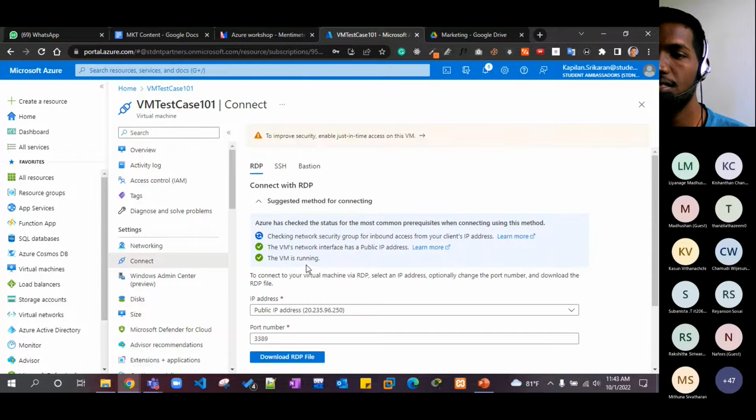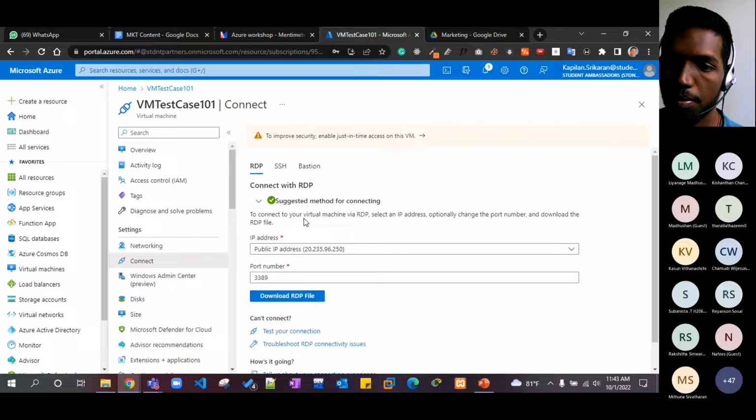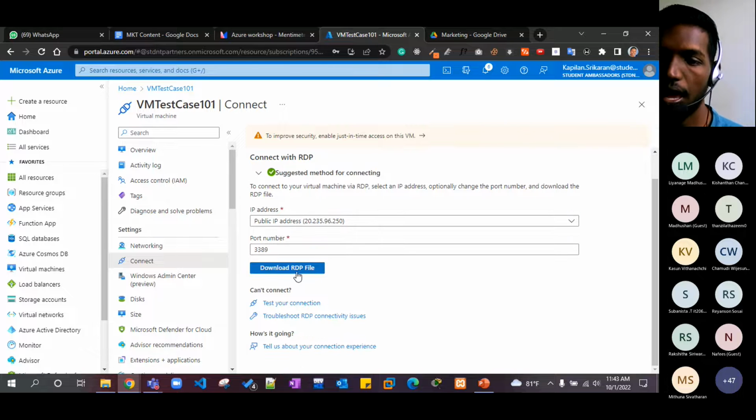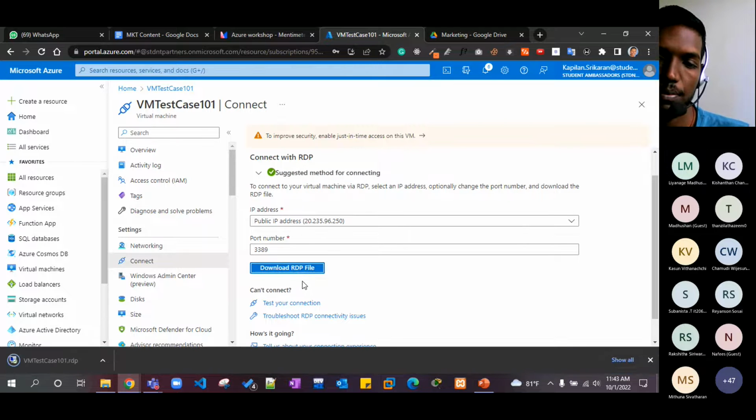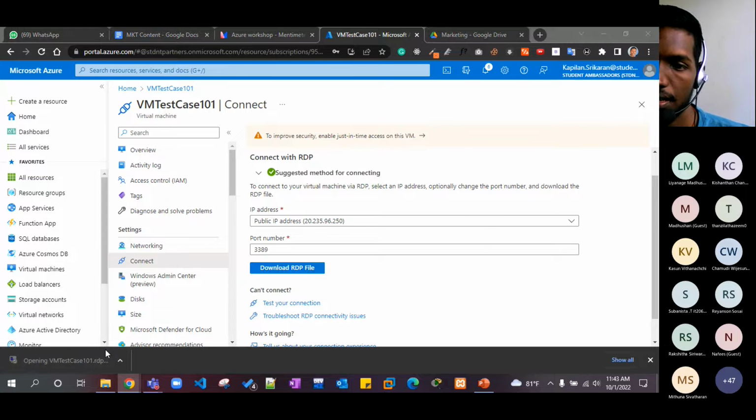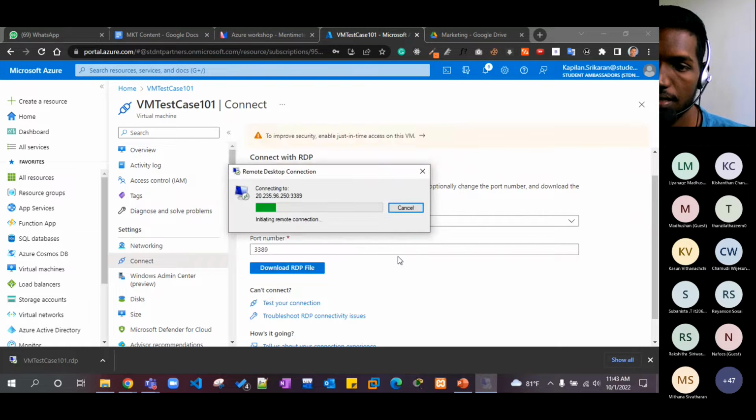So this is where you can see the output of what the virtual machine looks like when you are creating the virtual machine. Just wait a second, it will be getting ready. Then download the RDP file, and after downloading, just double click it and connect.